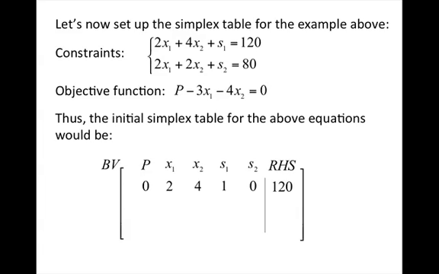Now let's look at the second constraint. It does not have a p, so put a 0 in your p column. The x sub 1 had a coefficient of 2. The x sub 2 had a coefficient of 2. This equation did not have an s sub 1, so I put in a 0. The coefficient for s sub 2 was a 1, and it equaled 80.